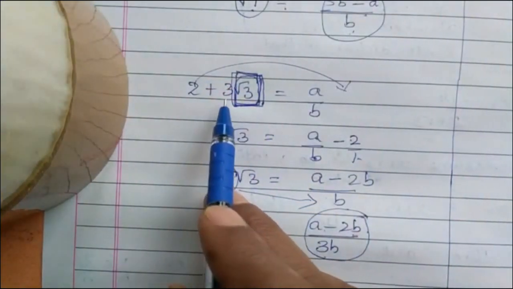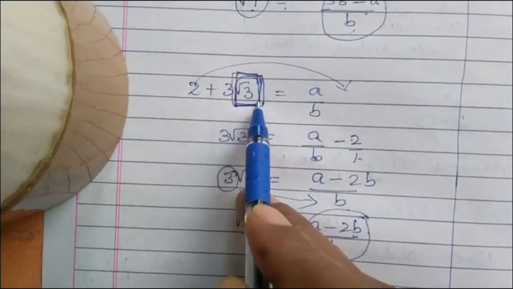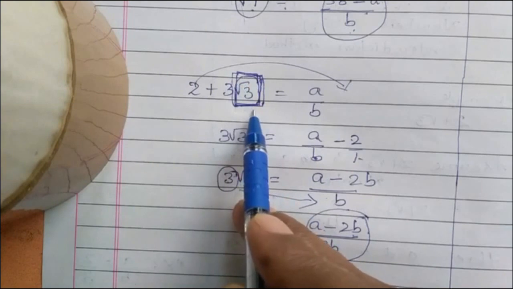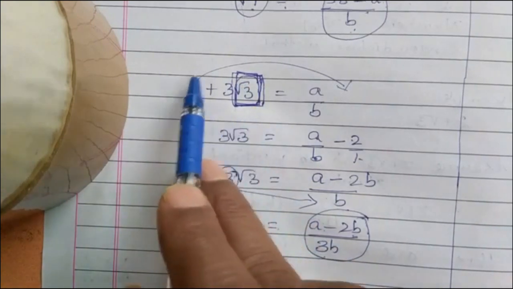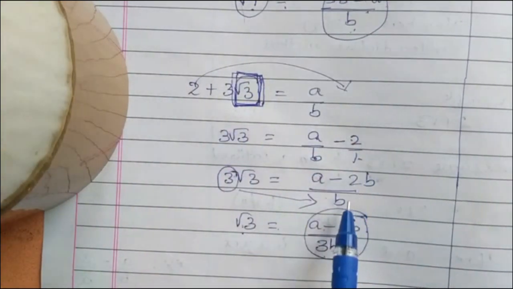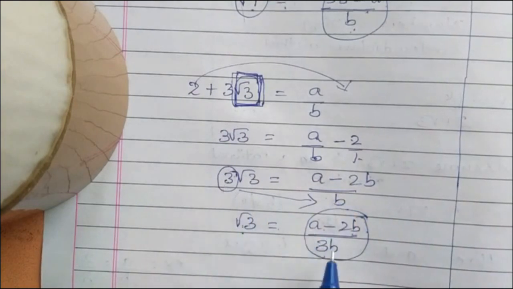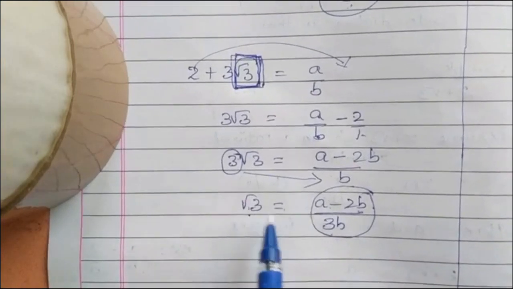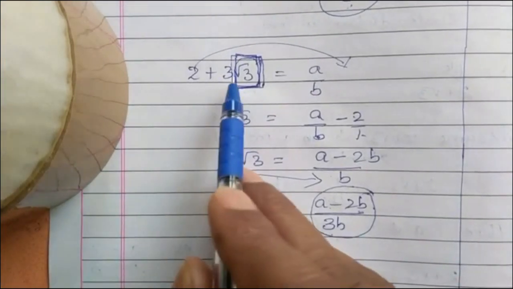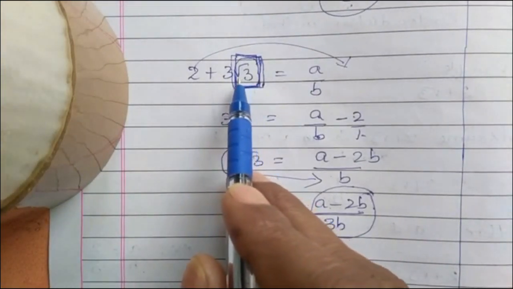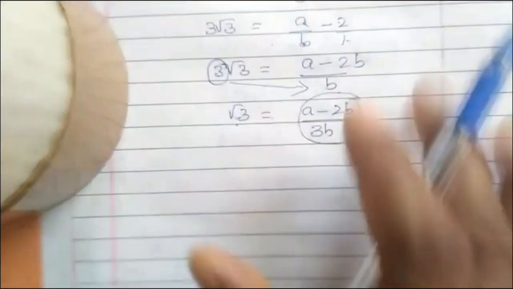The other example, 2 plus 3 root 3. Only root 3 is an irrational number, we know that. So we isolate that. How to isolate? 2 shifts to the other side by minus 2, after the LCM. 3 we shifted to the denominator. So finally we can prove 2 plus 3 root 3 is an irrational number using the contradiction method.